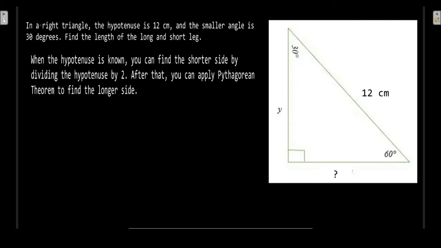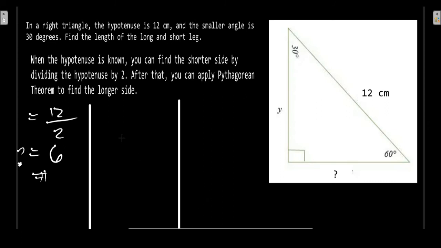It says that to find the shorter side, we divide 12 by 2. And we get the shorter side: 12 divided by 2 is 6. This is the value of our shorter side. Our question mark, this is now the value. Now, to get the longer side, we can use our Pythagorean theorem.